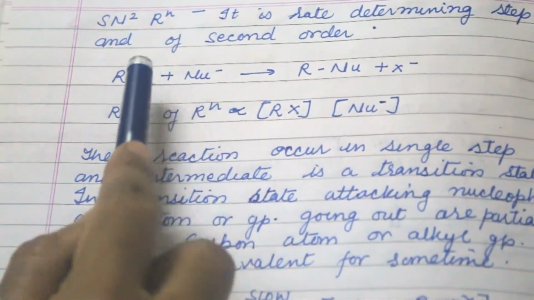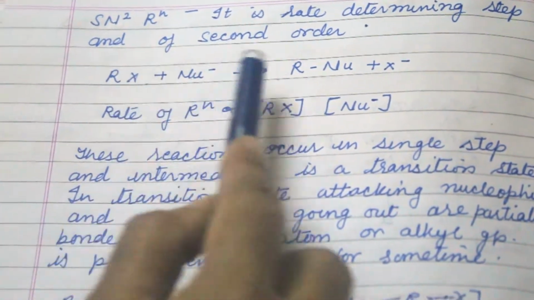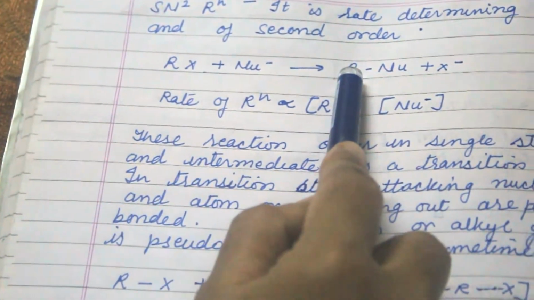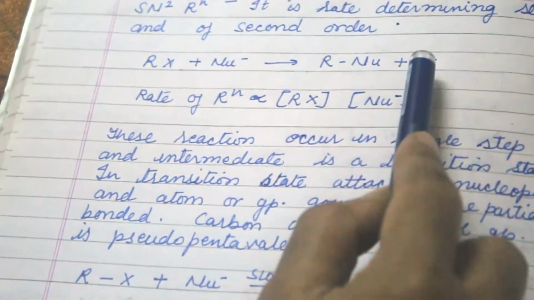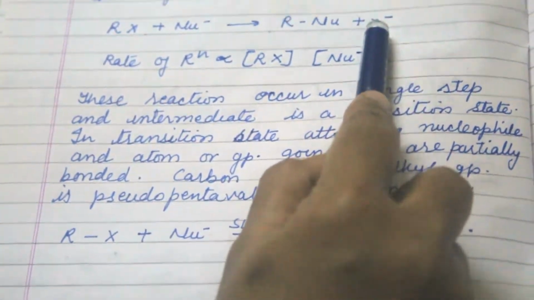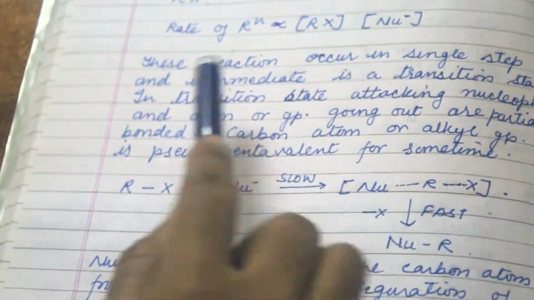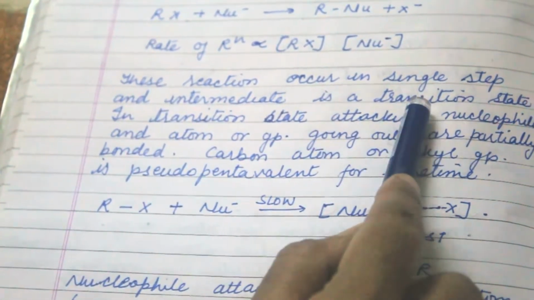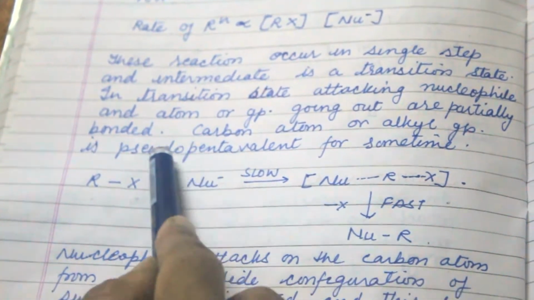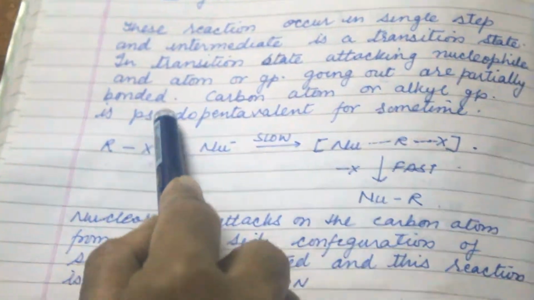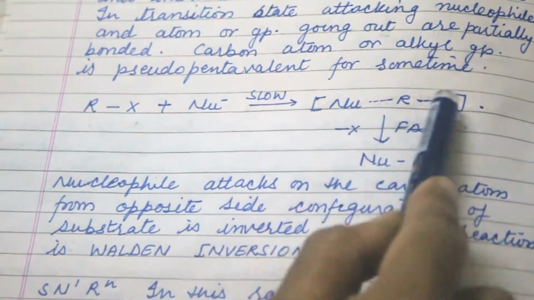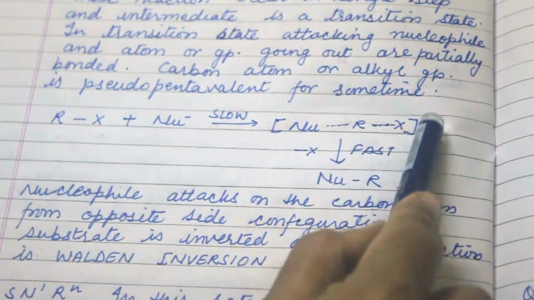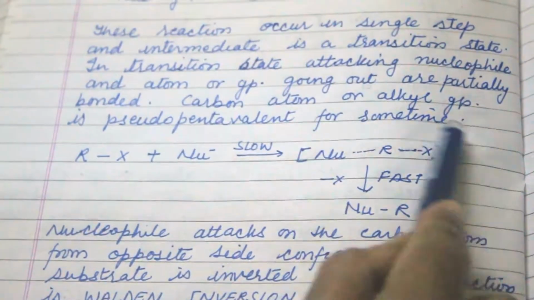Now when the nucleophile attacks this reagent, it replaces the halogen group and attaches itself to the alkyl group, because here the halogen is weak as compared to the nucleophile. So this reaction occurs in a single step, and the intermediate is the transition state. When the nucleophile starts joining the alkyl group and removes the halogen from the reagent, this is the transition state. Transition means in the middle. So see this transition state.